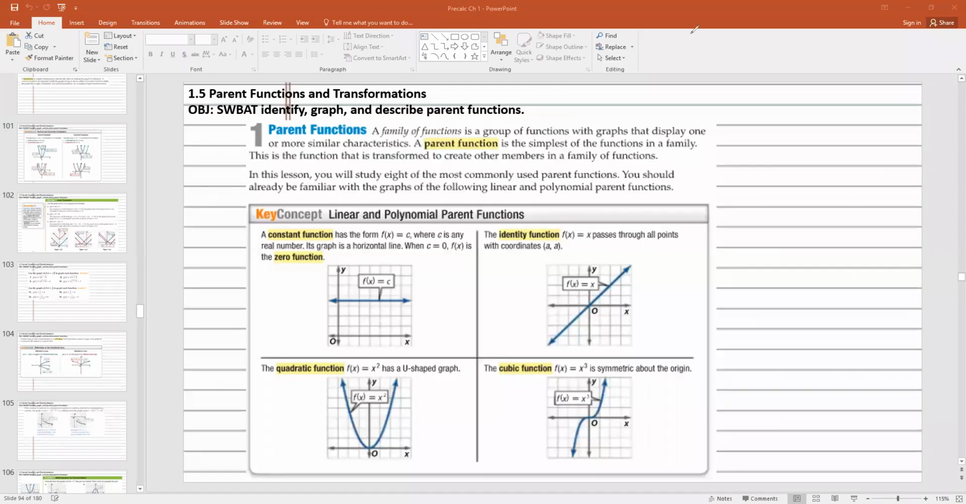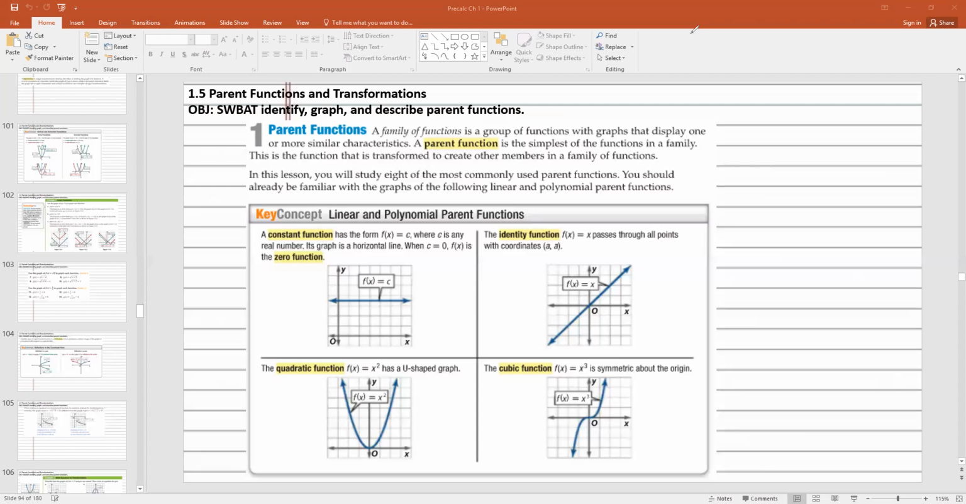All right, and we're going to look at section 1.5, which is parent functions and transformations. This is something that you have seen in Algebra 1 and Algebra 2. It's basically what the graphs of the different functions look like. Parent functions are the most basic of each group of functions, where you're not adding or subtracting anything to it or multiplying anything to it. We're going to look at a few of them. The objective today is you'll be able to identify a graph and describe parent functions.